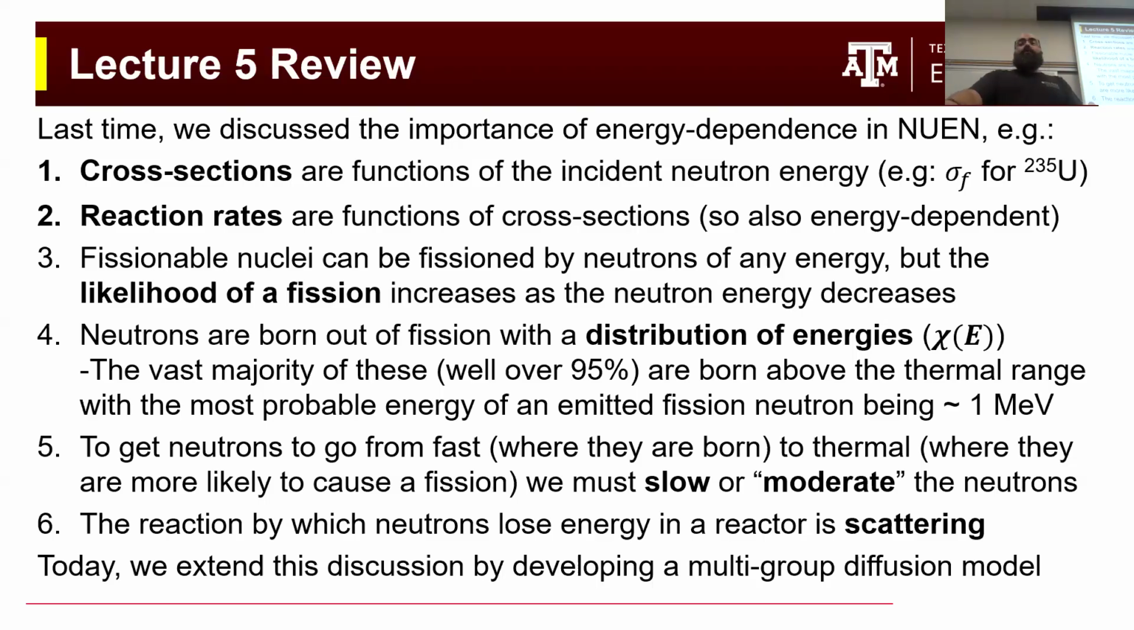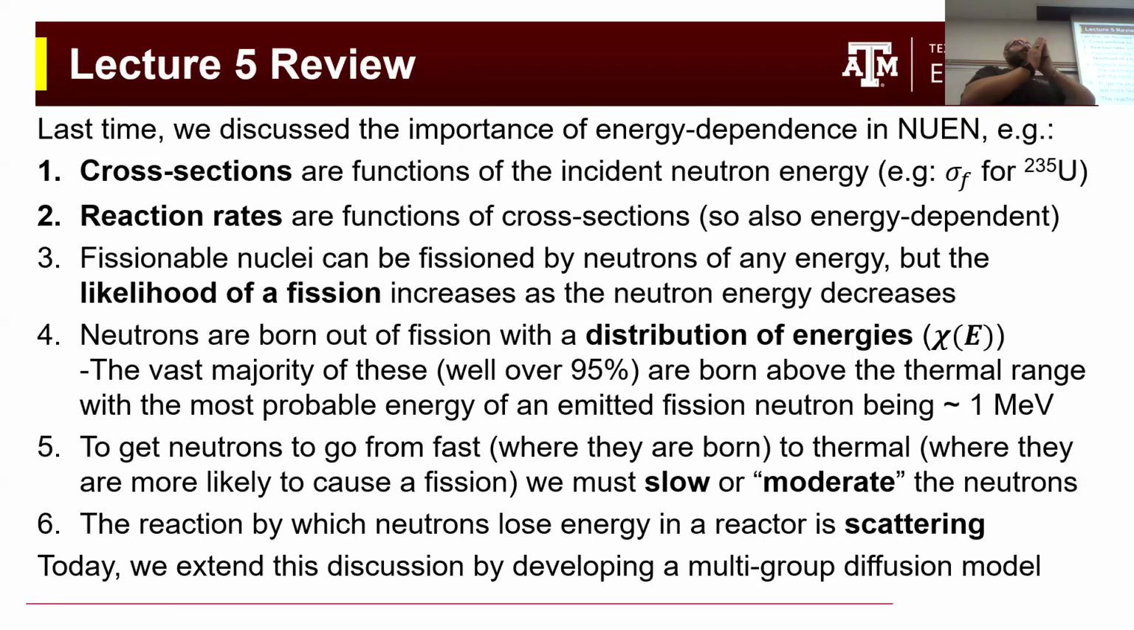And so those things are really important to describe where it is more likely for a fission to happen. Also, the neutrons come out of fission with a distribution of energies. That was what that chi of E, that fission spectrum, was showing us. And from that chi of E, we know that the neutrons can be born from fission with any range of energies, but that the most probable energy is around 1 MeV. So that's relatively fast. It means that when neutrons come out of fission, they're coming out pretty fast.